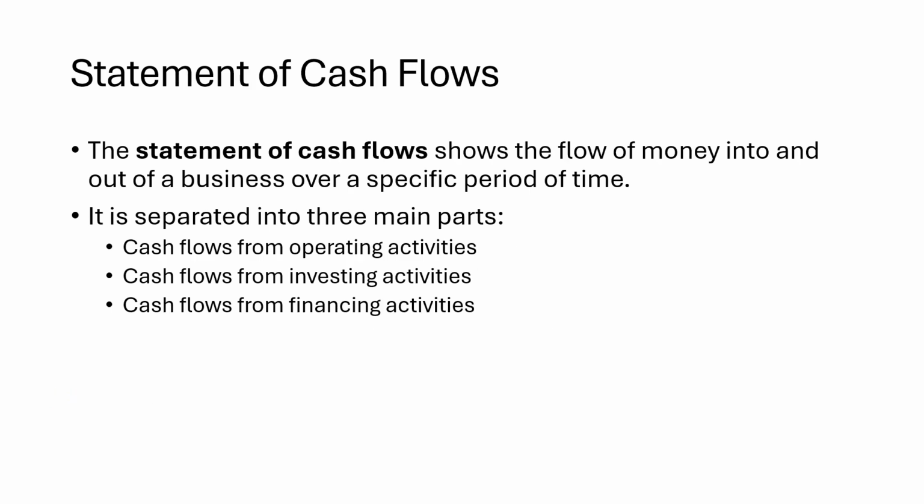And then finally, the statement of cash flows. And the statement is exactly what it sounds like. It is showing cash inflows and outflows during the specific period. And cash flows can be separated into three different categories. Cash flows from operating activities, that's just like the day-to-day operation of the business. Cash flows from investing activities, so any investments, and cash flows from financing activities, such as a loan.